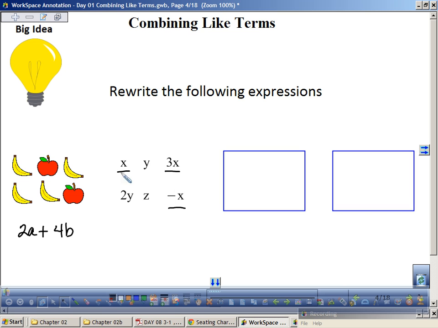Don't all 3 of those have the same variable and the same power? But look what happens. X and negative x are a 0 pair. Right? They cancel each other out. So I'm left with 3x. How about math? What else? For this one. This one's done. I can combine.